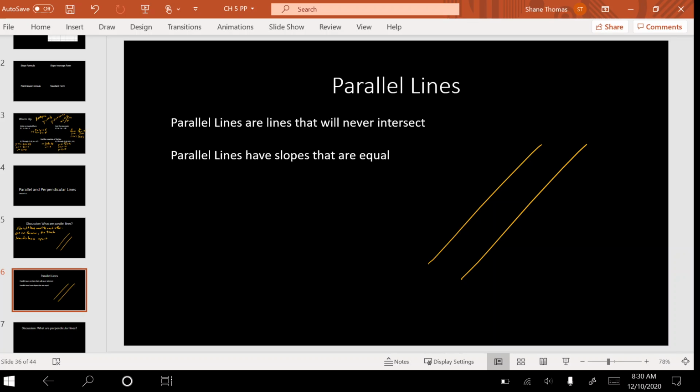But one of the key things for us when we're talking about the equation of lines is this. Parallel lines have slopes that are equal. Okay? Make sure you have that on there now. Put a little star beside that. Anytime you have parallel lines, the slopes of the parallel lines have to be equal to each other. Okay, so right here's the key point.